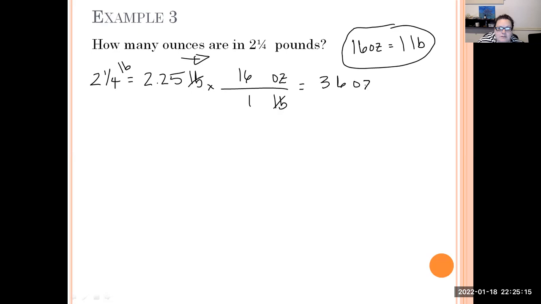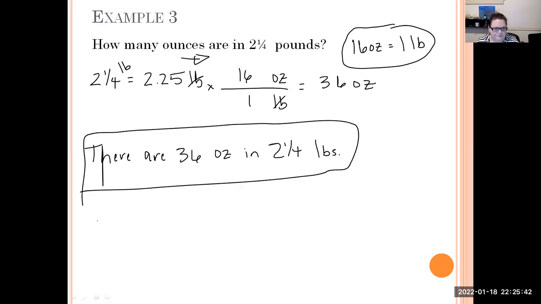And that's ounces. All right, now we just need to put it in sentence form. The question was how many ounces are in 2 1/4 pounds? So there are 36 ounces in 2 1/4 pounds. Done. Put a line around it.